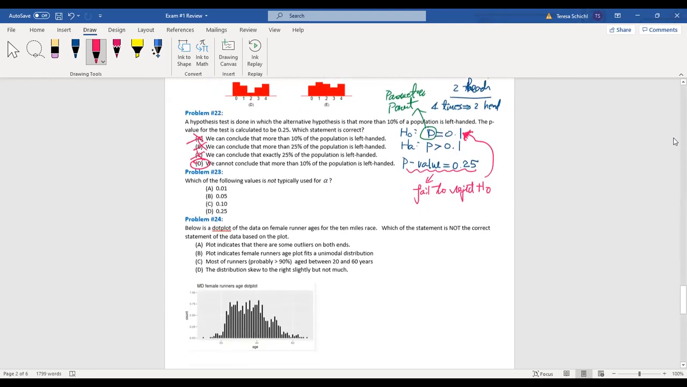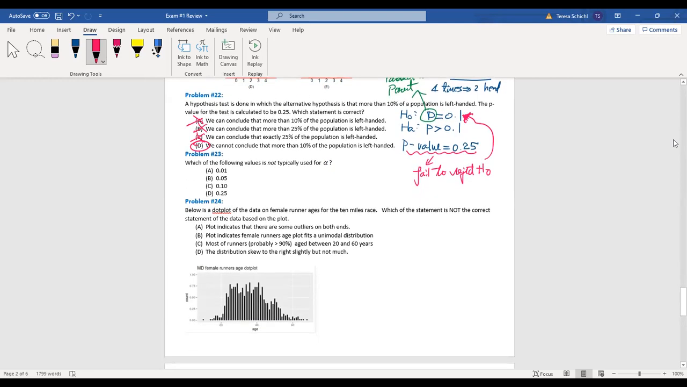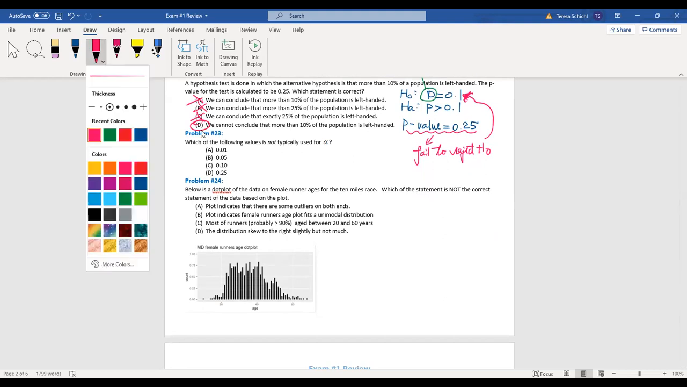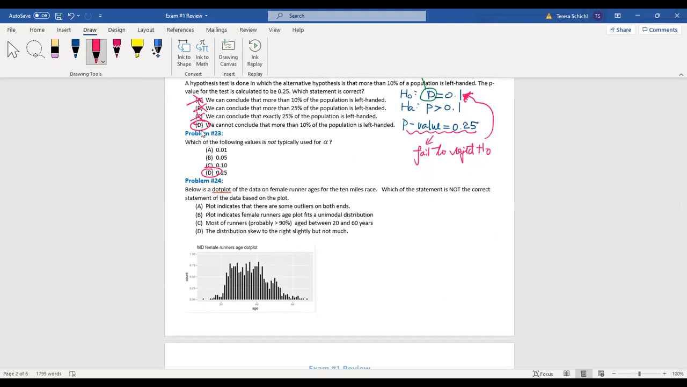Okay, the next one is number 23. It says, which of the following values is not typically used for alpha? We said we want an alpha that is small, right? So 0.25 is the one. All these other 3 are the most commonly used. We talked about that during the class.